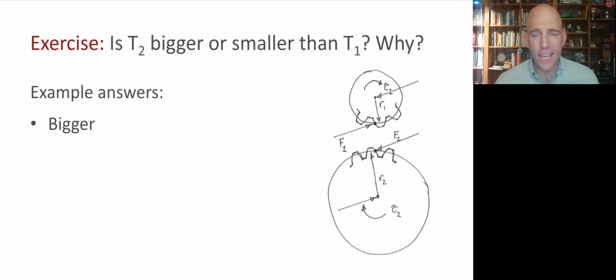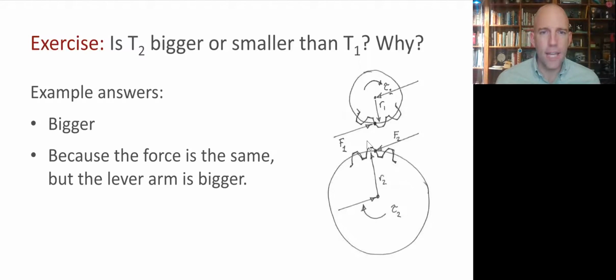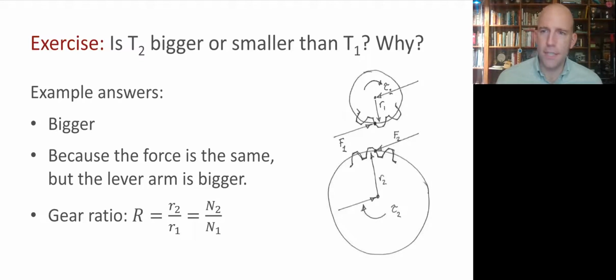Well, we can see that the torque on gear 2 will be bigger than the torque on gear 1. And a simple way to explain that is that the interaction force between the two teeth is the same, but the leverage about the center of the gears is different. Gear 2 is bigger, it has a bigger radius, and so that same force produces more torque. And it turns out that the gear ratio will be the ratio of these radii.